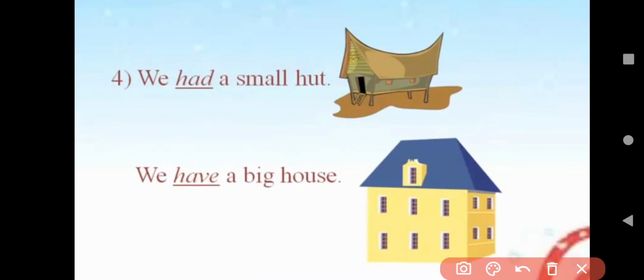Here, we had a small hut. In the past time, we had a small hut. But for the present time, we have a big house. So here we will use have with we.